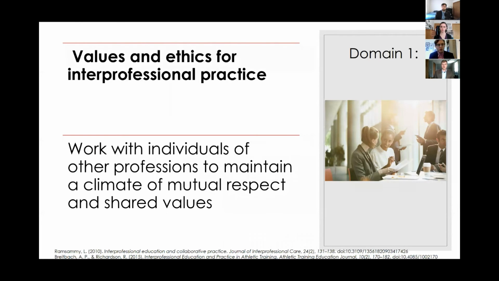So the first domain is values and ethics for interprofessional practice. And what that domain states is work with individuals of other professions to maintain a climate of mutual respect and shared values.